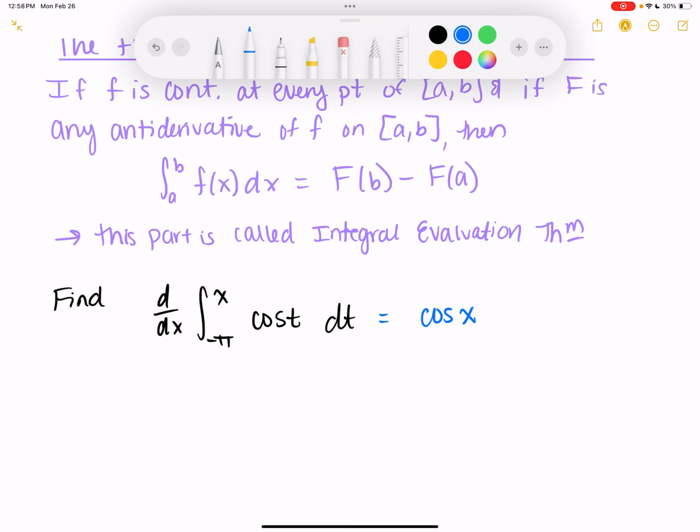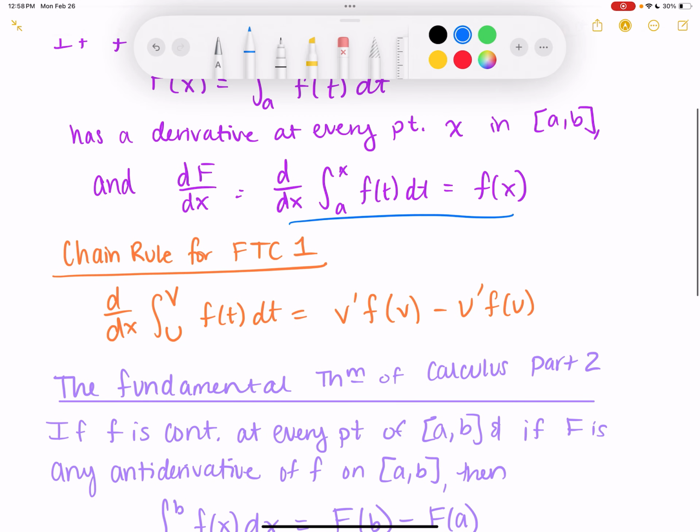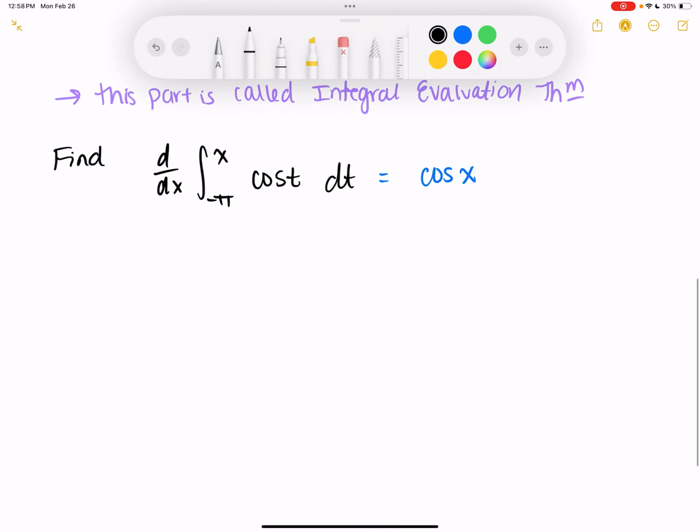And that's from this part right here. That's why the derivative of the integral is equal to the function with x in it. So then if you had d dx of the integral from 0 to x of 1 over 1 plus t squared dt, this is just 1 over 1 plus x squared.